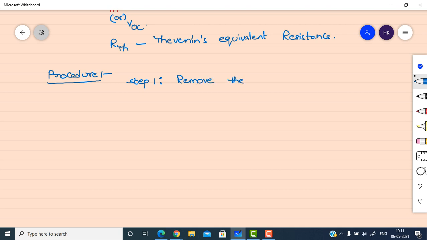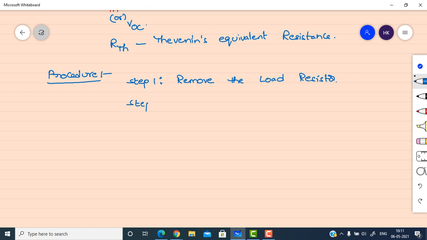In the problem it will be given to find the current passing through 10 ohm resistor using Thevenin's theorem. If it is given like that, that means the 10 ohm resistor will be the load resistor. So in the solution, the first step, you have to remove that 10 ohm resistor from the circuit. So remove the load resistor.